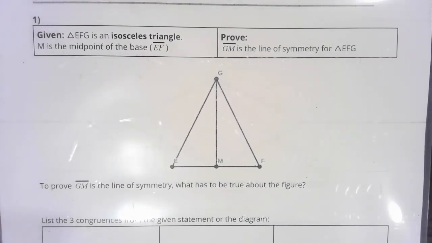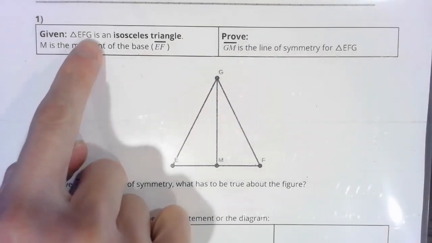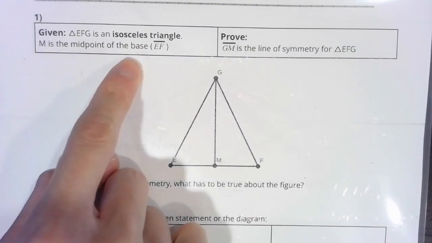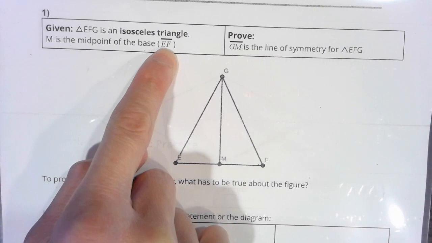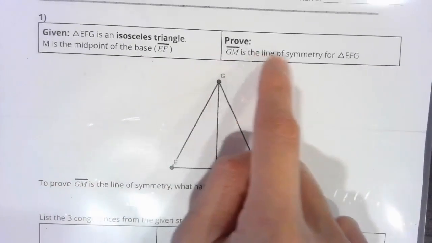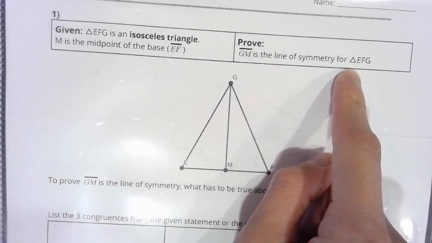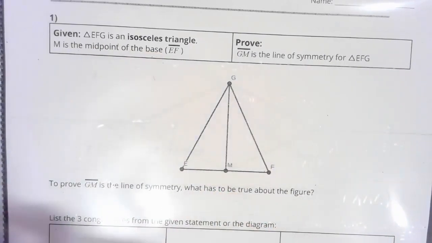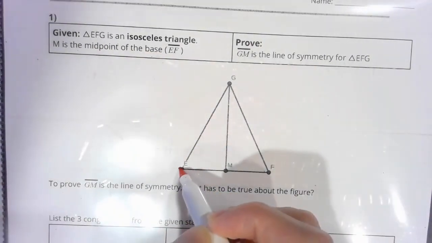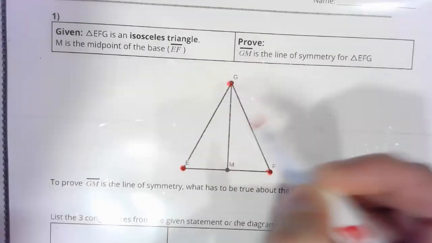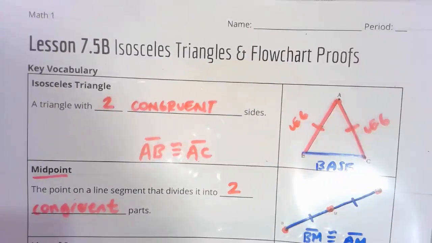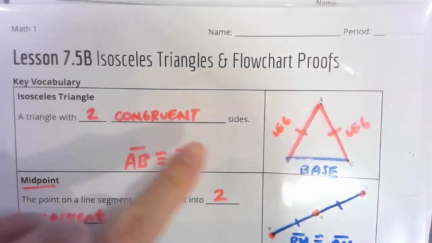For number 1, our given statement is that triangle EFG is an isosceles triangle. And we know that M is the midpoint of the base EF. And we're being asked to prove that GM is the line of symmetry for triangle EFG. So let's just start with the given information. Triangle EFG is an isosceles triangle. So here's E, here's F, and here's G. So EFG is the triangle that goes between those 3 points. And we know that it's an isosceles triangle. If you remember from our definitions from the first page, an isosceles triangle is a triangle with 2 congruent sides.